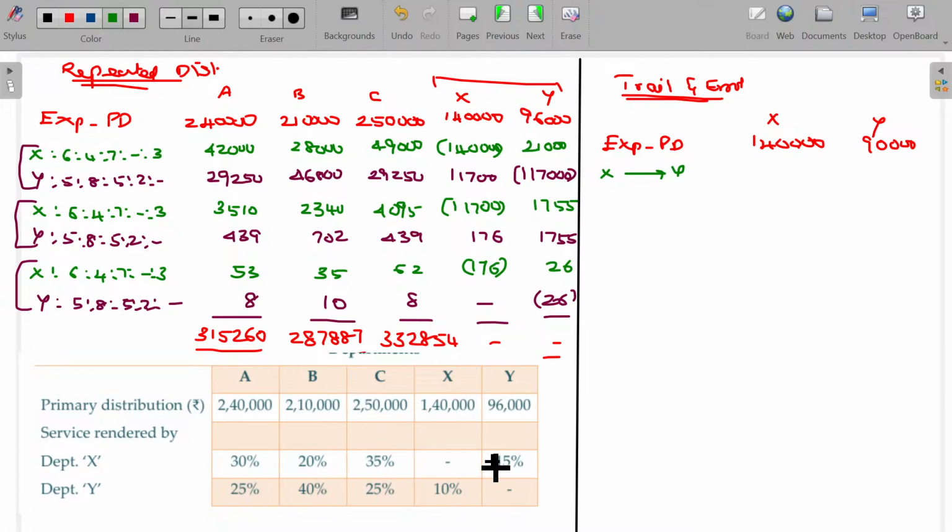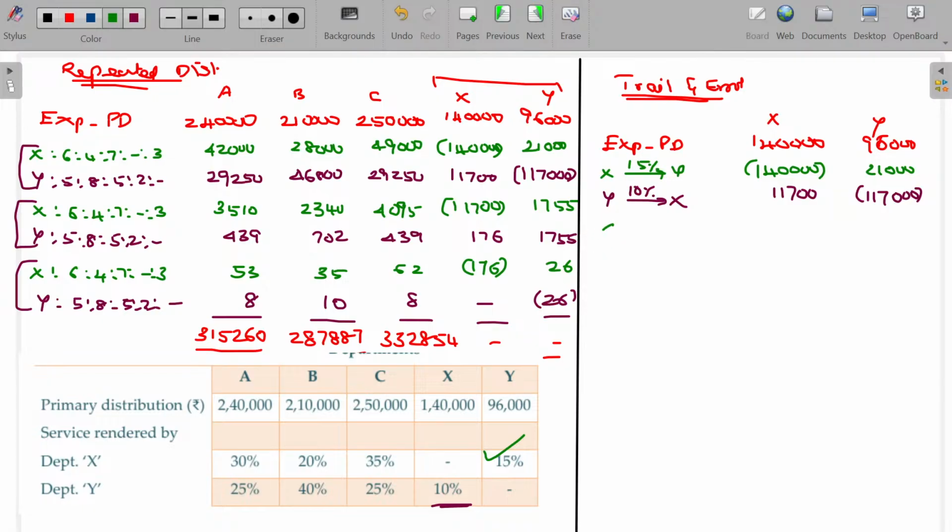This being from X to Y, it's 15%. Subtract 1,40,000 here. Only 15% is transferred to Y. This value being 21,000. Thereafter, Y to X: 96,000 plus 21,000, you have the value 1,17,000. Reverse this and the amount transferable from Y to X being 10%, 11,700.